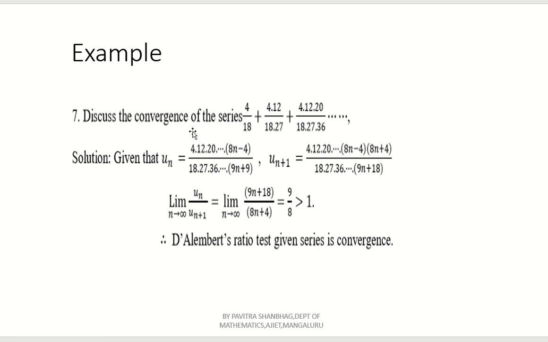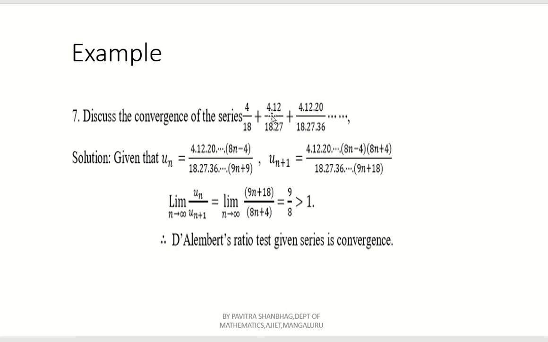Next, discuss the convergence of the series 4 by 18 plus 4 into 12 by 18 into 27 plus 4 into 12 into 20 divided by 18 into 27 into 36 and so on. So what is the nth term of the sequence? First find a, which is 4 here, and what is the common difference here? 8, right? Because 12 minus 4 is 8, 20 minus 12 is also 8.